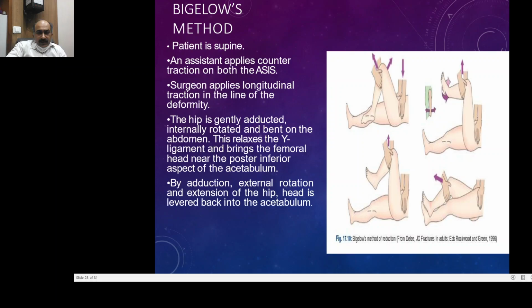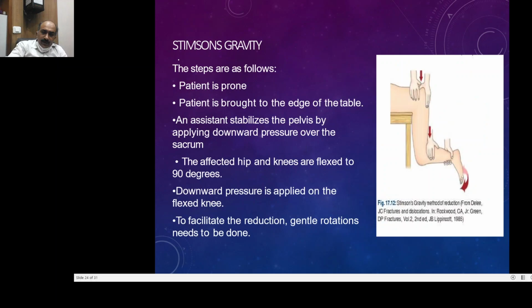Stimson's gravity method. The patient is lying prone. The patient is brought to the edge of the table with an assistant stabilizing the hip over the sacral region. The affected hip and knee are flexed to 90 degrees. Downward pressure is applied on the flexed knee. To facilitate reduction, gentle rotations may be needed.